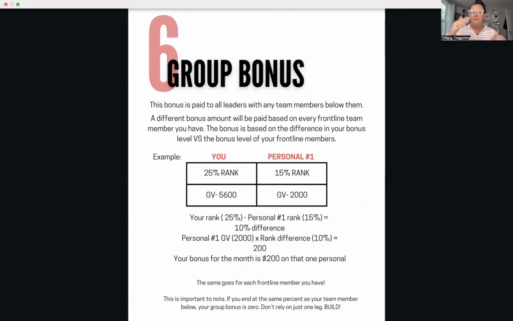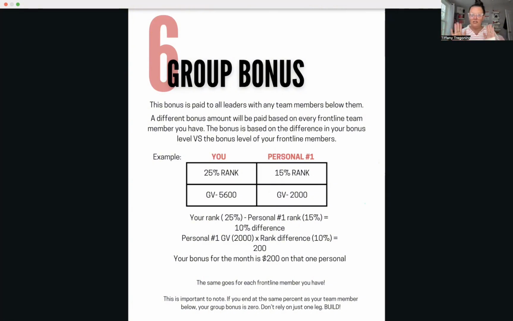So every single front line that you have, you're going to get paid the difference between your rank and her rank. And this doesn't mean that you have to be at 25%. You could be at 15 and you have somebody at 3% rank. It's going to be the difference in those two. You take that difference, you multiply it by their current GV.